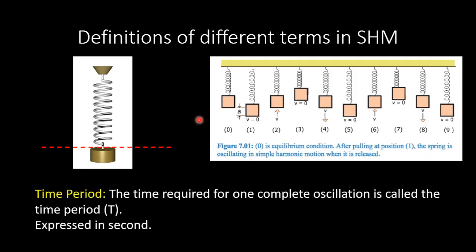Then what is called time period? The time required for one complete oscillation is called the time period, T. So the amount of time required to reach from position 0 to position 4 is called the time period, that is expressed in seconds.